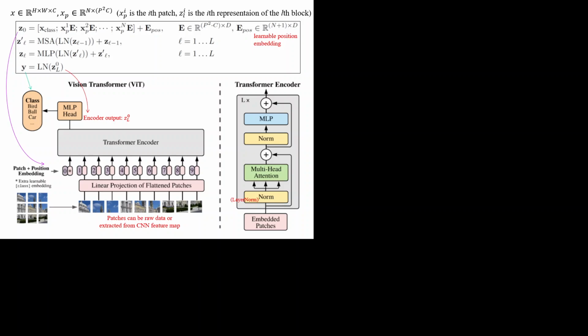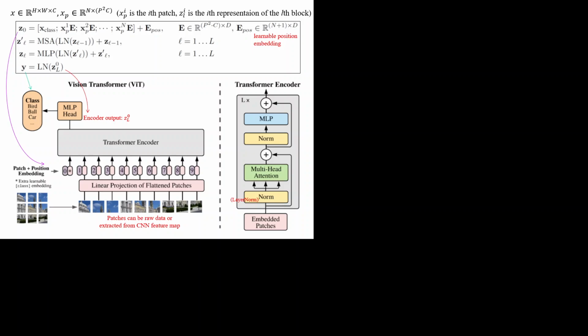The linear projection is just to flatten the patches, because the image is 2D and I have to flatten it into a vector. Now I get the linear projection: a vector for the first patch representation, the second patch, the third patch, and so on.